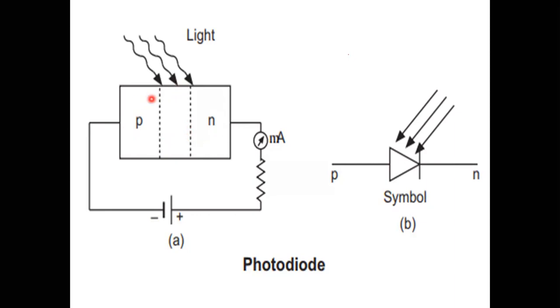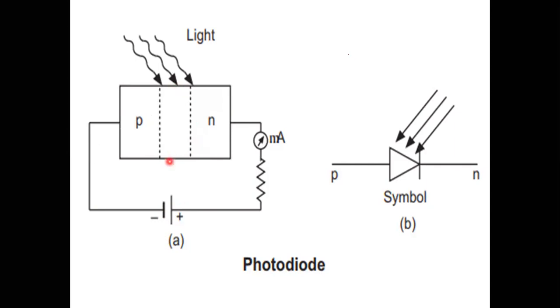So the photodiode is a semiconductor PN device whose operation is limited to reverse bias region. The photodiode is connected in reverse bias condition. See here, the positive terminal of the battery is connected to N type and the negative terminal of the battery is connected to P type. This type of biasing is called reverse biasing.